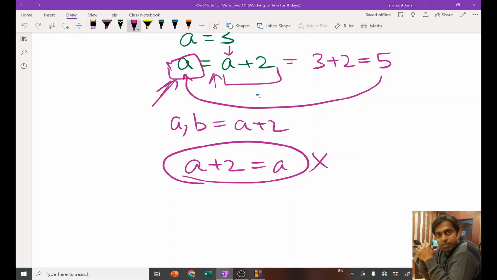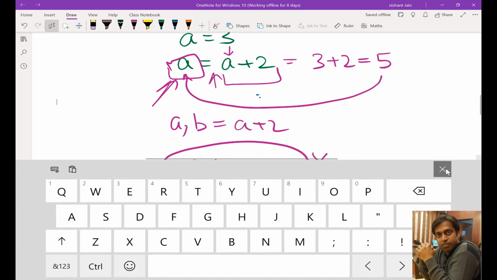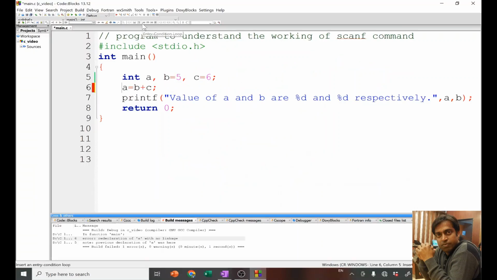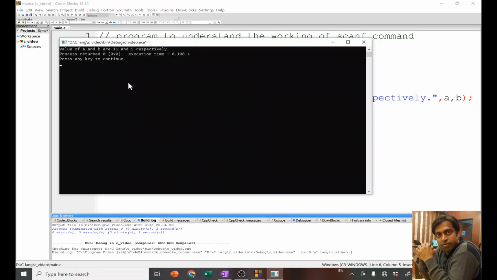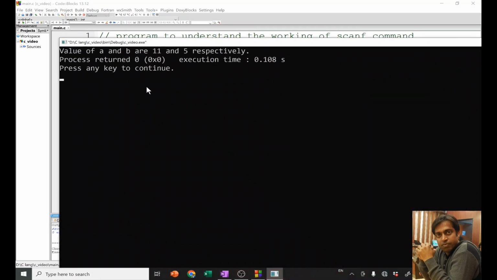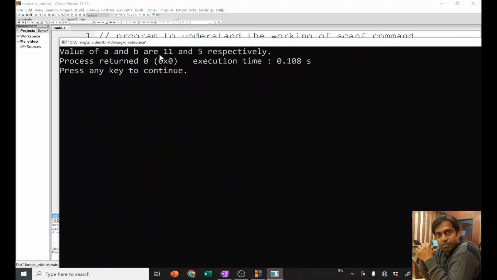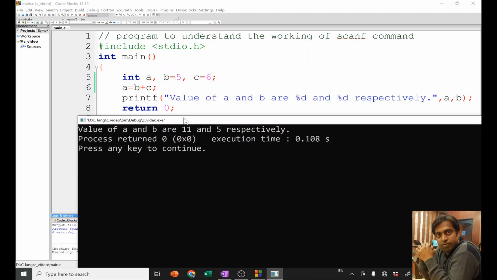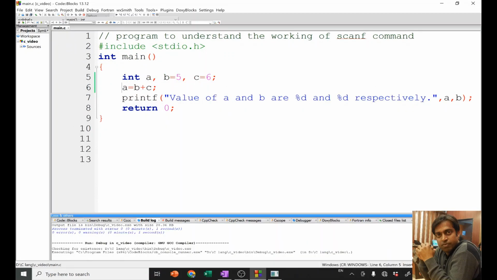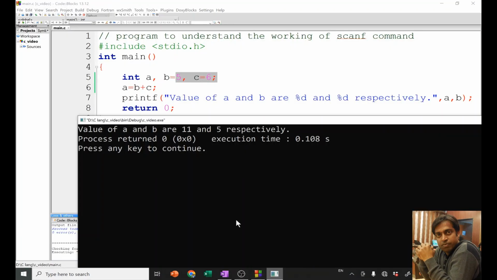Right? Now if I try this in the code block and run this program, you can see the result: the values of a and b are 11 and 5. So a is b plus c, so 5 plus 6 is 11, and we got the same answer from here. Right?